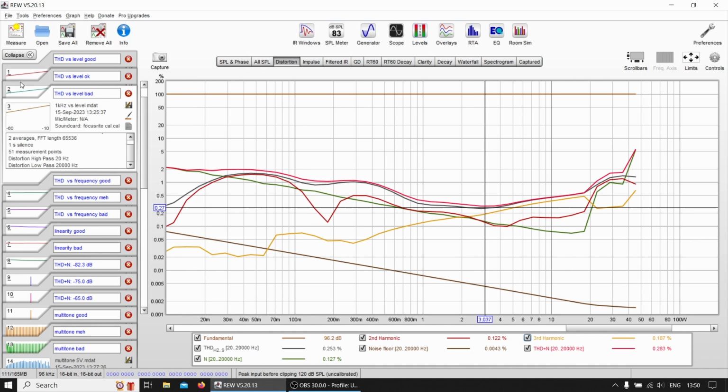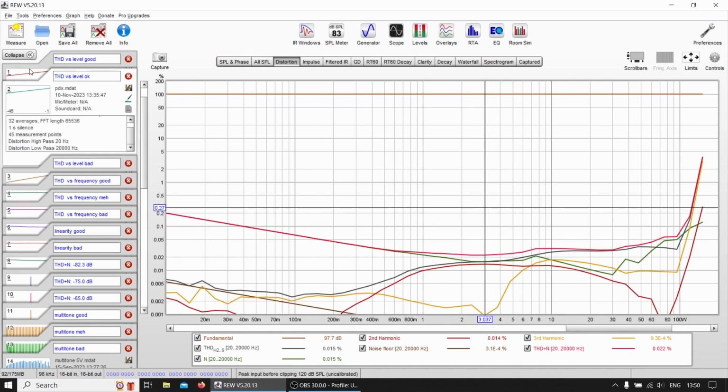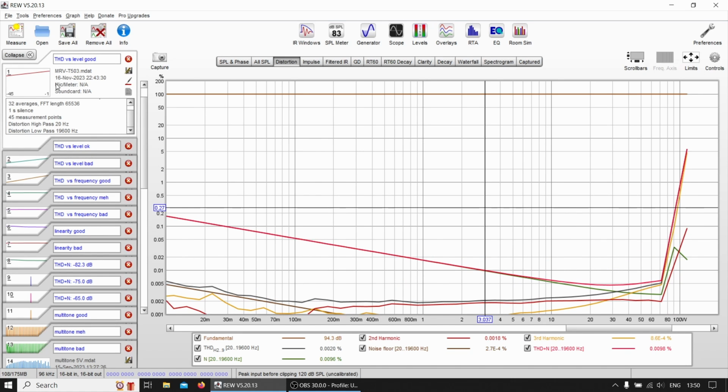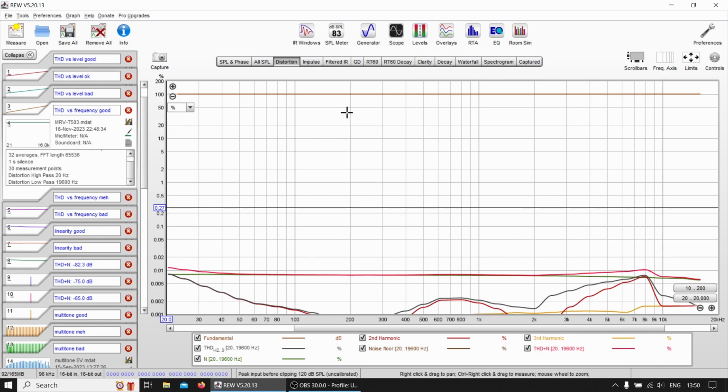So this is just an example. Bad, good, very good. Now, the second measurement that I do is THD versus frequency. So I do a sweep from 20 Hertz all the way up to 20 kilohertz. And this sweep is measuring THD at specific points at frequency.